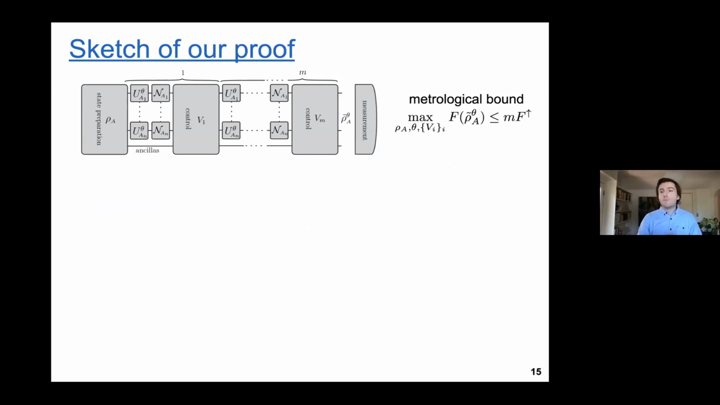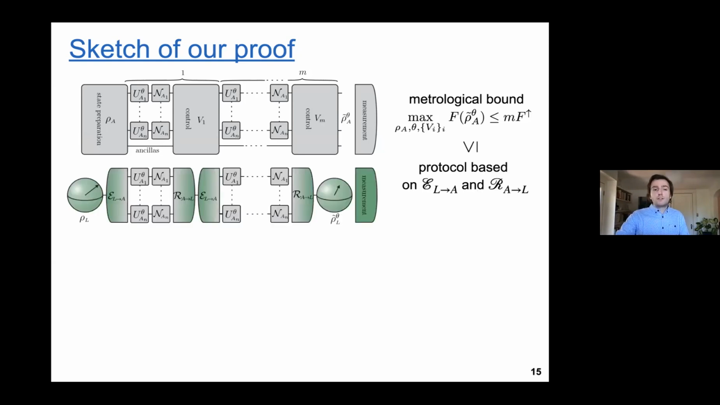So here's the sketch of our proof. What I depicted here is the most generic quantum metrological protocol. We know from metrological bounds that the quantum Fisher information of the output of that protocol is upper bounded by some quantity, this f up quantity, which we can estimate for many noise models. We know that this holds for an arbitrary metrological protocol. So in particular, it would work for a protocol which is based on our code, on the encoding operator and the recovery operator. So the quantum Fisher information of the output of this protocol cannot exceed our upper bound.